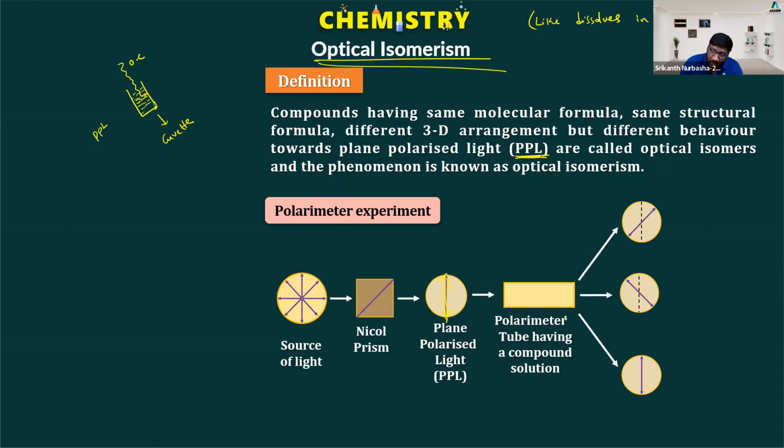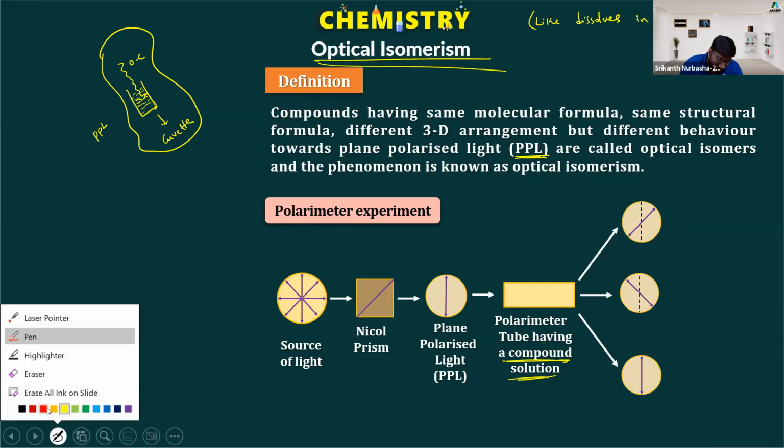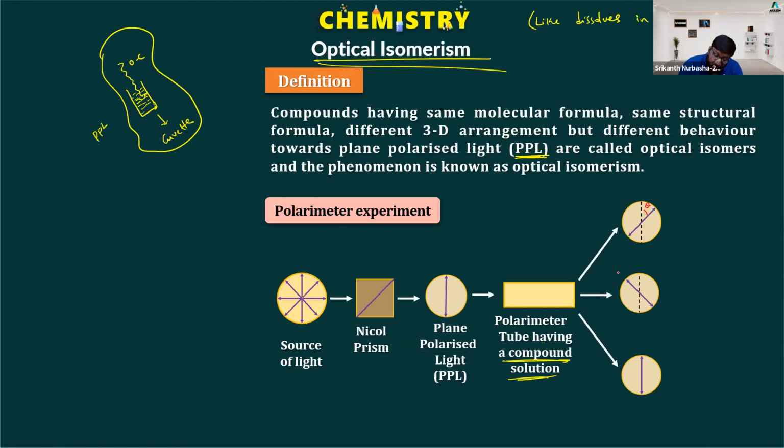That plane polarized light is passed through a polarimeter tube having the compound solution. This is the polarimeter tube which I have explained here. The organic compound is added to a particular solvent, and through that solution the plane polarized light is passed. There are three cases possible. What are the three cases? The plane polarized light, which was initially present in this fashion, whose intensity was in this direction, has been rotated by an angle theta in the clockwise direction. Or it has rotated by an angle theta in the anti-clockwise direction. The third case is that no rotation happened.